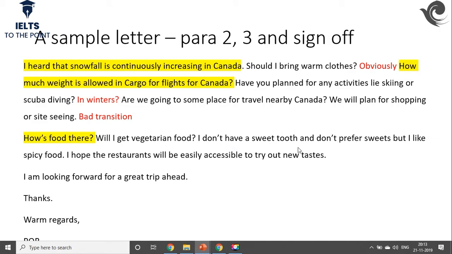Will I get vegetarian food? I don't have a sweet tooth. Now, vegetarian food, sweet tooth, they are just disconnected. I can't make out what the person wants to communicate. I don't have a sweet tooth and don't prefer sweets, but I like spicy food. I hope the restaurants will be easily accessible to try out new tastes. New tastes, you could say new cuisines, that's fine, but you just said that you like only spicy food. How will you be able to try new tastes or new cuisines? That's an issue.